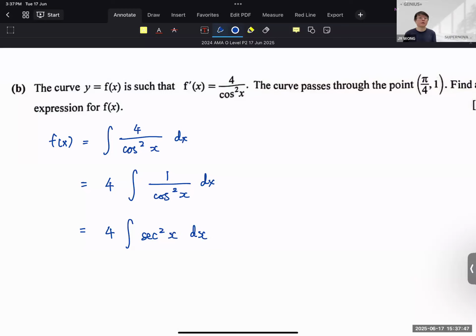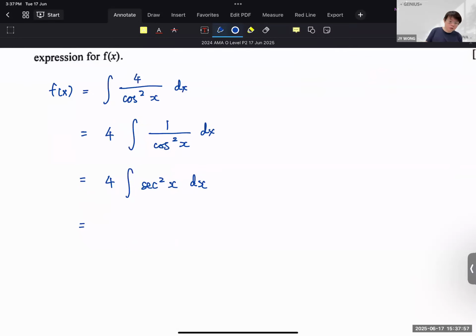So don't forget. When you integrate secant square, you get what? 4 tangent x plus c. Correct? So sometimes students, they give you 1 over cosine square, then suddenly you forget that 1 over cosine square is just secant square. Then I don't know what you want to do about it. Then they will go and apply power rule for me. A very amazing one.